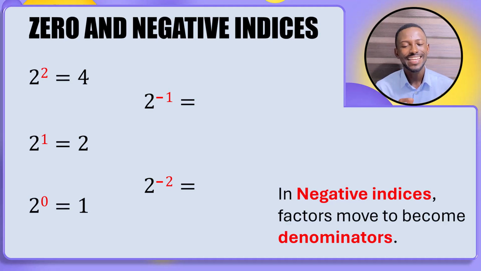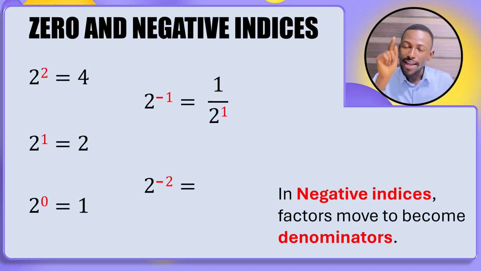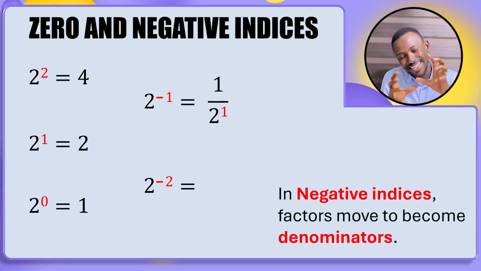This is basically the negative index law. According to the negative index law, if you have a number to the power negative, what it basically means is that the factor becomes a denominator. Simple. It doesn't mean the entire number is negative. I repeat, a number to an index of a negative value doesn't mean the number is negative. It simply means that the factor you are considering becomes a denominator. Let me explain that. 2 to the power negative 1 simply means 1 divided by 2. You see, the 2 becomes a denominator.